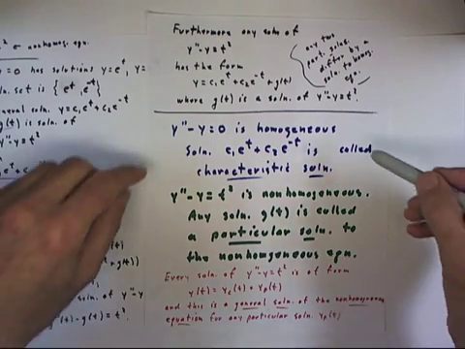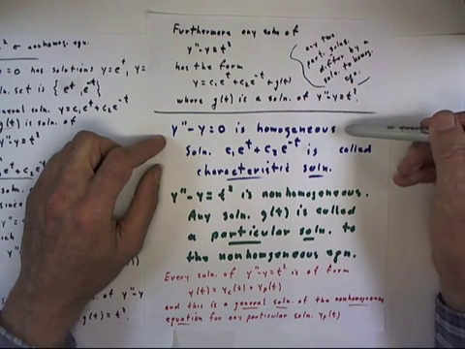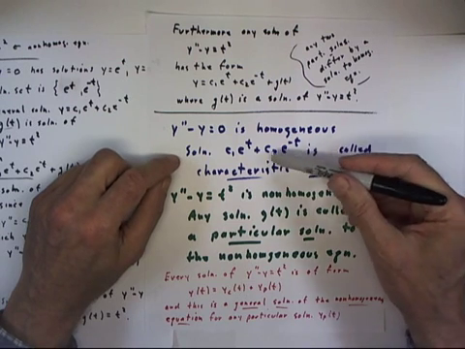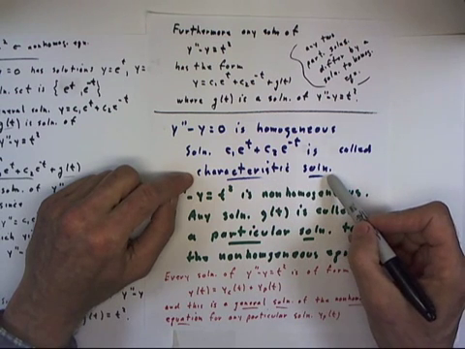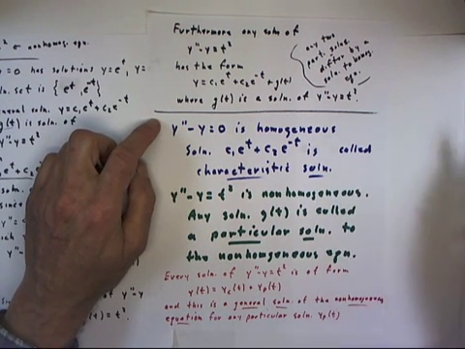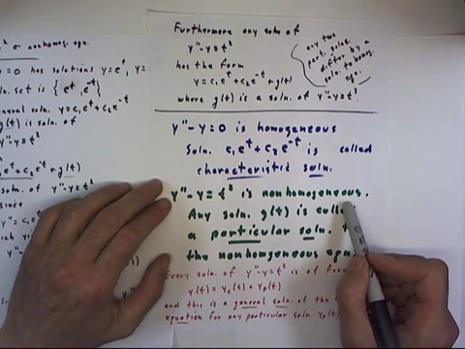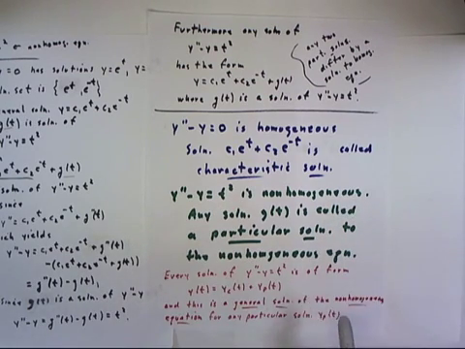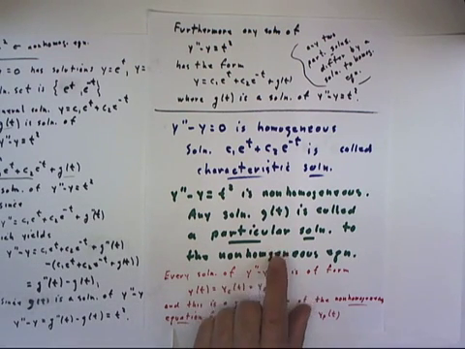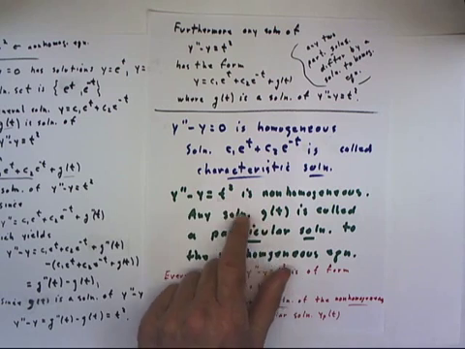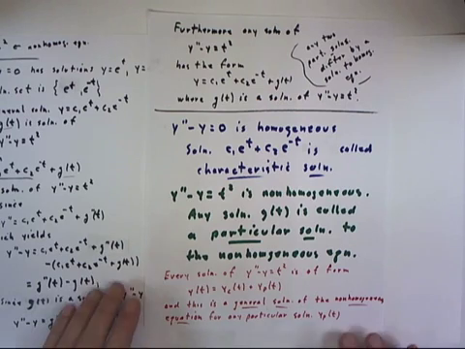In terms of what we have seen, we can say this then. Y double prime minus y equals 0 is a homogeneous equation, and has a solution c1 e to the t plus c2 e to the negative t. We call that the characteristic solution, and we call this the characteristic equation. Y double prime minus y equals t squared is a non-homogeneous equation. We don't have a 0 on this side. And any solution of this equation we call a particular solution to the non-homogeneous equation.